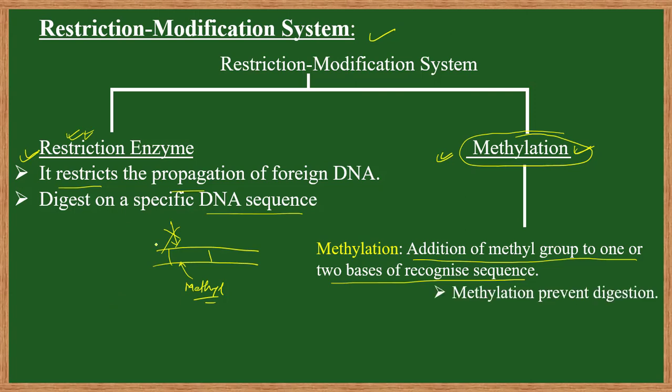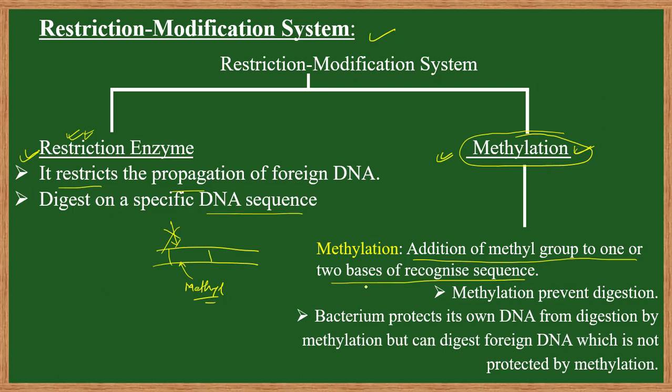Methylation prevents digestion. Next, the bacterium protects its own DNA. Suppose here is a bacterium.